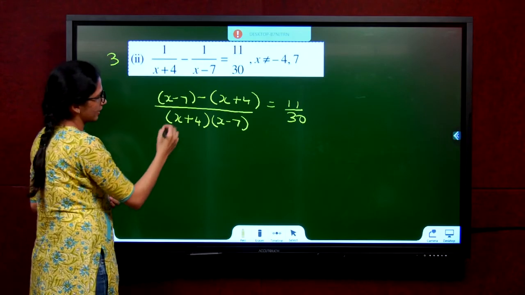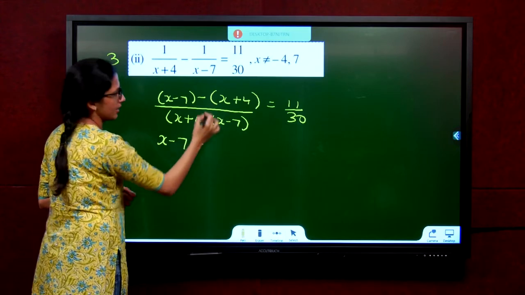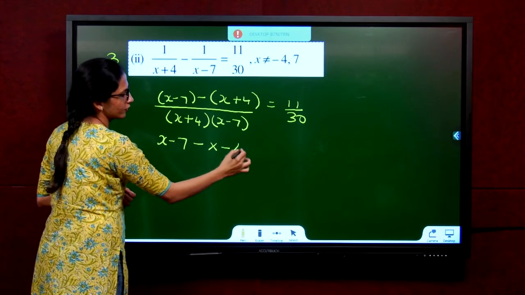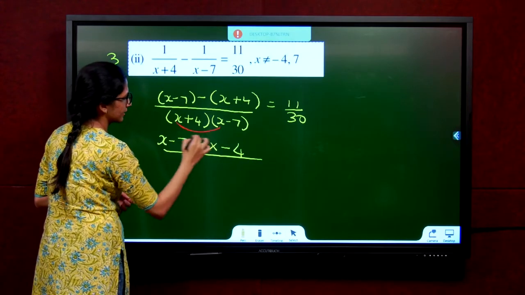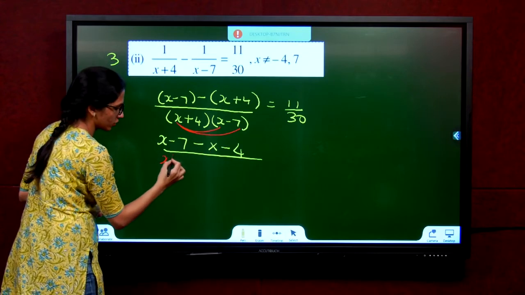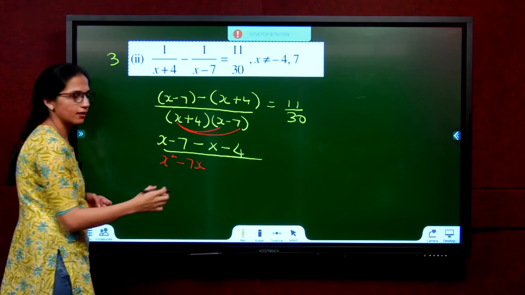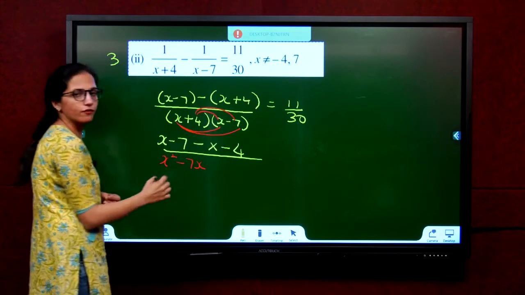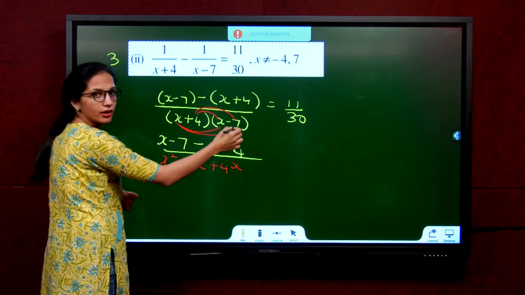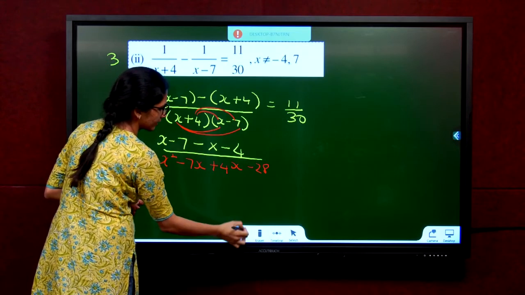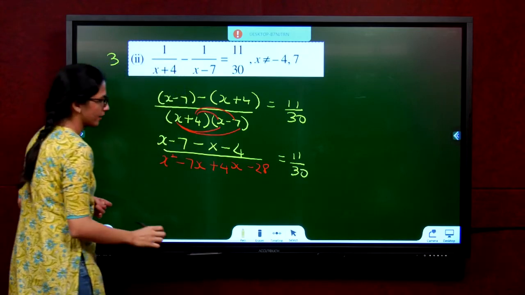Now, open brackets: x minus 7 minus x minus 4, divided by, do it stepwise. First, x will go with x square, x will go with minus 7, minus 7x. Next, 4 will go with x and 4 will go with minus 7. 4 into x, plus 4x, 4 into minus 7, minus 28, is equal to 11 by 30.